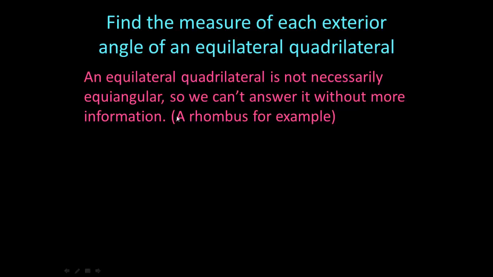For example, a rhombus is an equilateral quadrilateral, right? Shaped like this. But these angles are not all congruent. These opposite ones are, and these opposite ones are, but they're not all congruent to each other. So again, you need to pay attention to the wording. Please make sure that you are being very careful in how you read these problems, because that's probably going to be the biggest mistake that occurs.